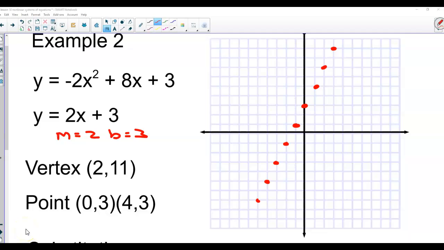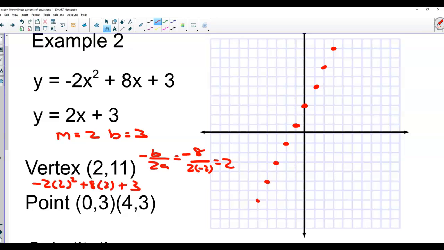I know the answers are in front of us, so it kind of takes the surprise away. But when I graph this, I find my vertex. Negative b over 2a is negative 8 over 2 times negative 2, which is a positive 2. That's the x-coordinate of my vertex. Negative 2 times 2 squared plus 8 times 2 plus 3. Well, 2 squared is 4 times negative 2 is negative 8. Negative 8 plus 16 is 8, and 8 plus 3 is 11.